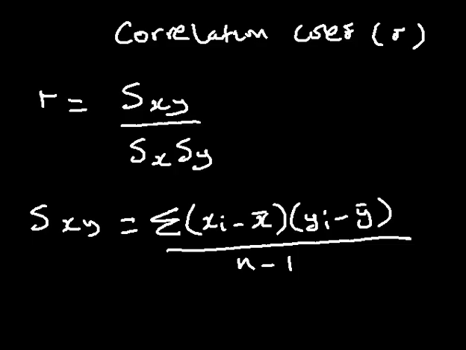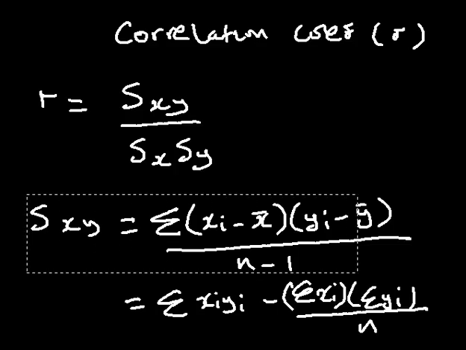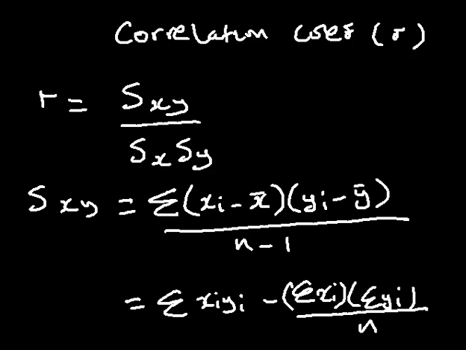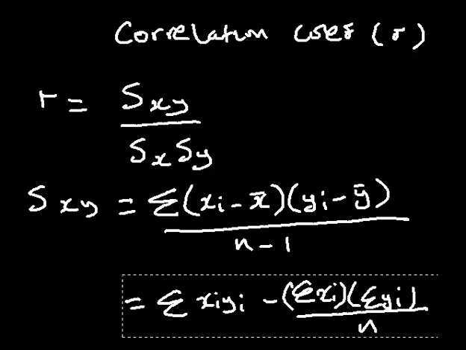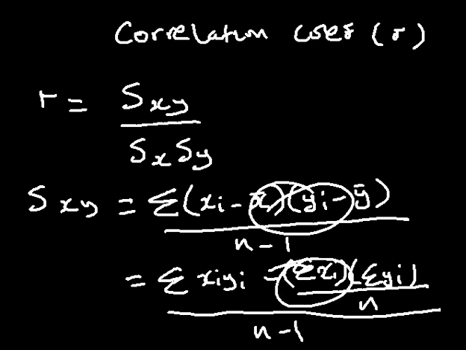In some cases the covariance can also be calculated as the summation of xi times yi, minus the summation of xi times the summation of yi divided by n, and overall we divide that by n minus 1. So all these are the formulas for the covariance.